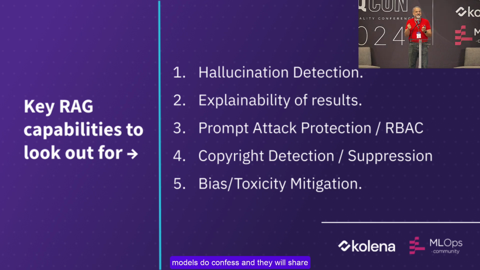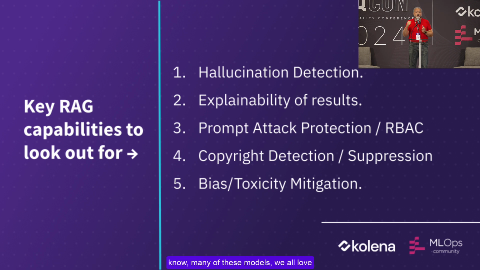Sometimes the models do confess, and they will share with that user, with that bad actor, information that only the CEO is supposed to see. And that can be very, very dangerous. So you need to have what's called role-based access control or entity-based access control as part of your retrieval system. Very, very key. Number 4, copyright detection.